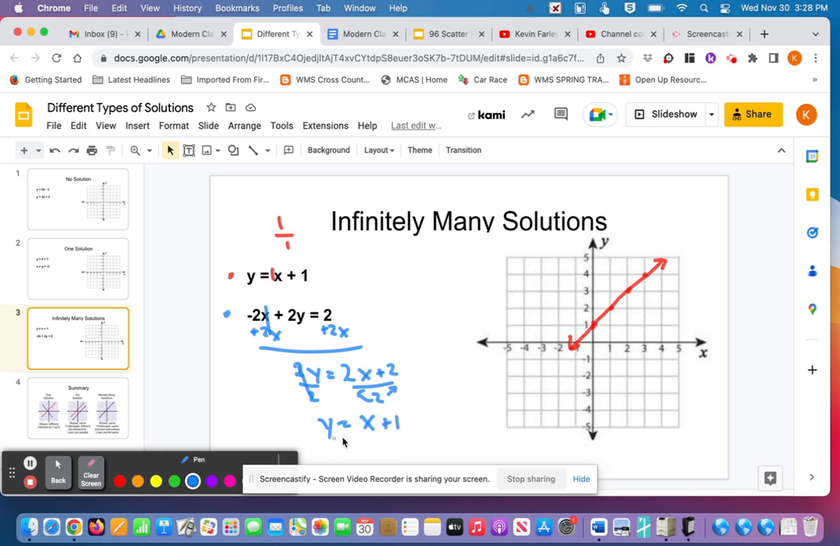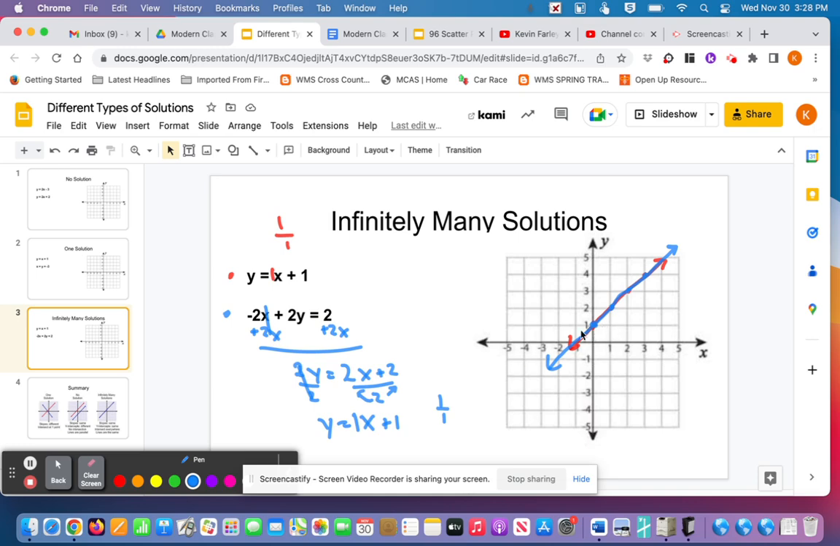If I were to graph this blue equation, the y-intercept is 1. Oh boy, that's the same y-intercept as the other one. The slope is 1. Uh-oh, wait a minute. That's the same slope as the red line also, up 1 over 1, up 1 over 1. And if you notice, the red line and the blue line are exactly the same line.